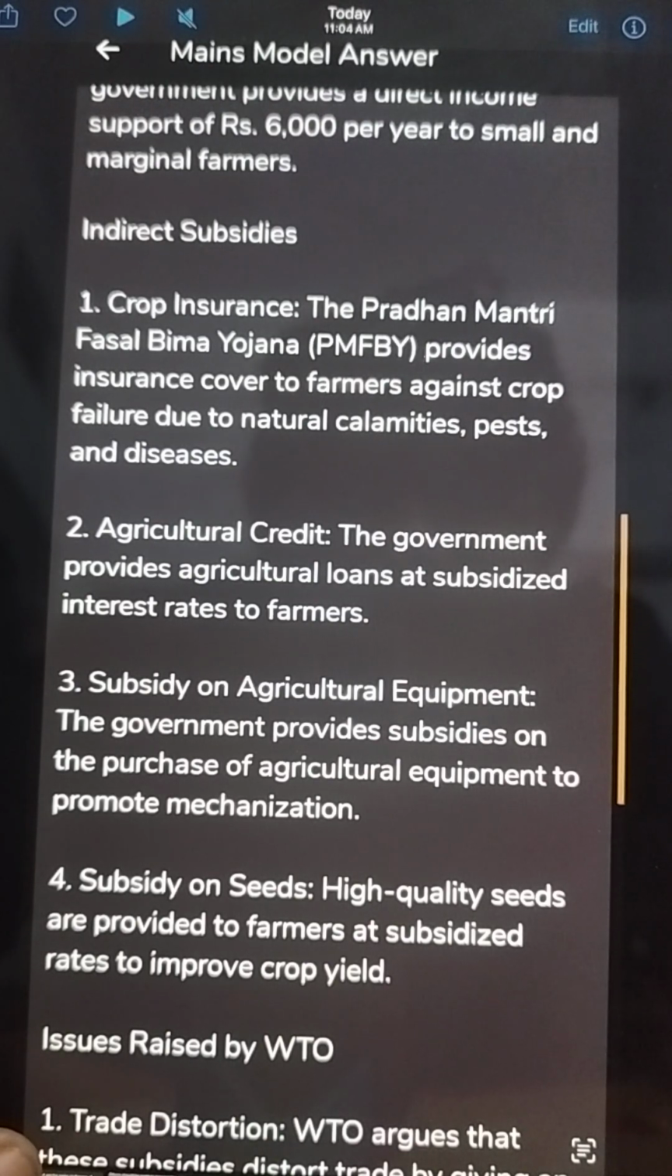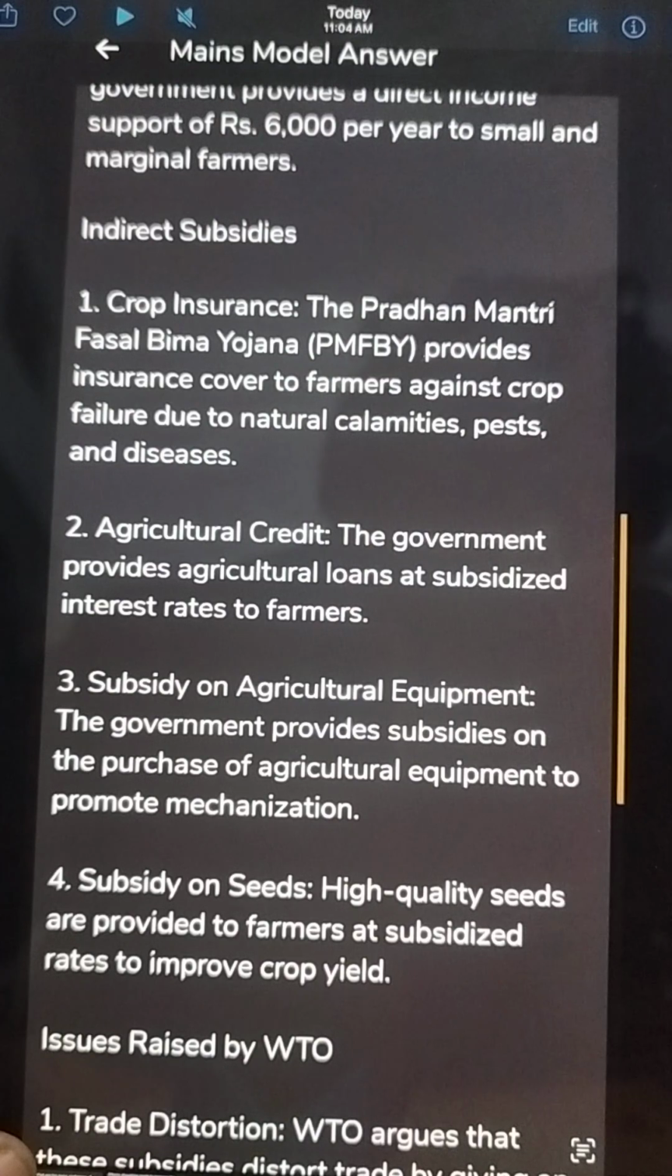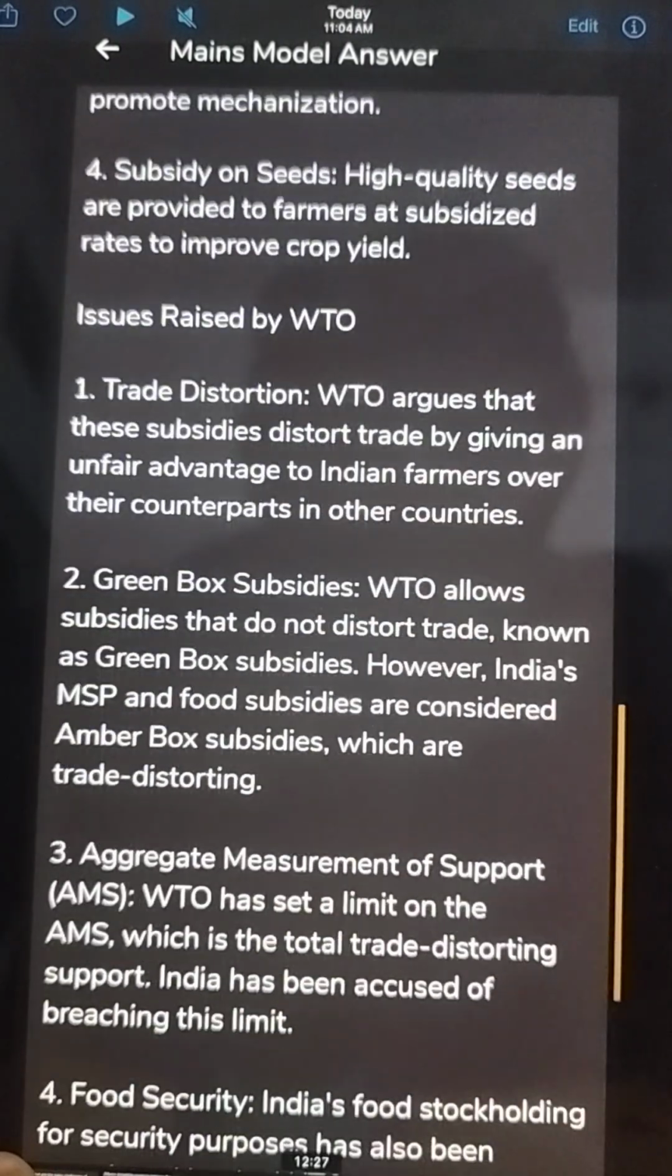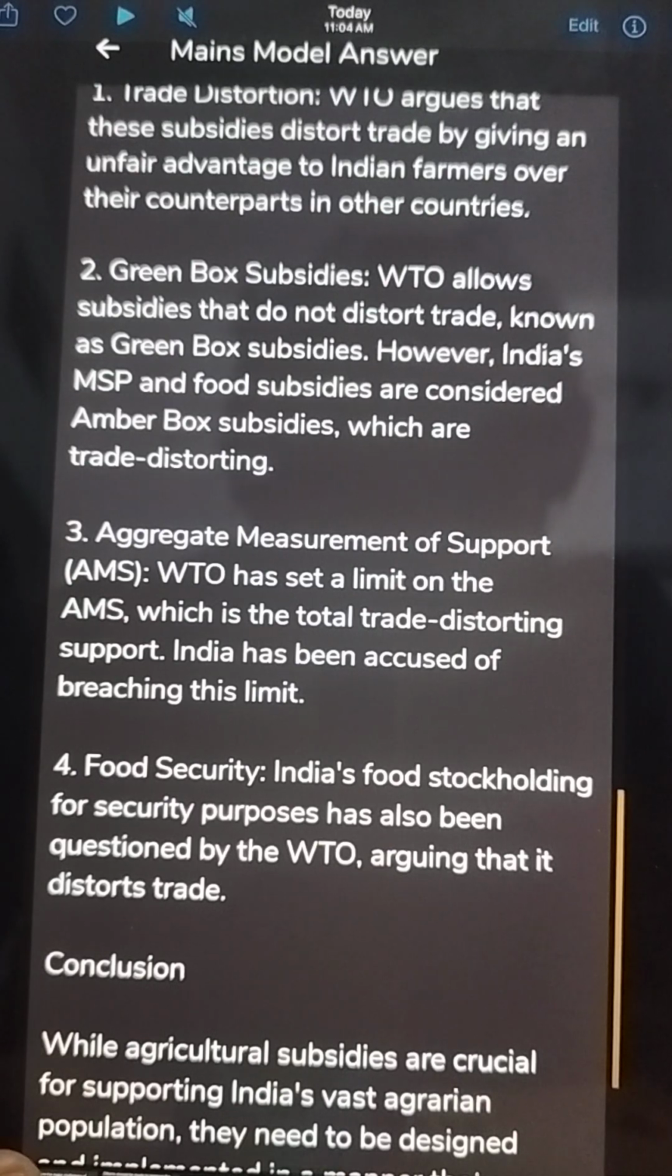Government provides subsidies on the purchase of agricultural equipment to promote mechanization. Then comes subsidy on seeds. High quality seeds are provided to farmers at subsidized rates to improve crop yield. Then comes issues raised by the WTO. Trade distortions. WTO argues that these subsidies distort trade by giving an unfair advantage to Indian farmers over their counterparts in other countries. Then comes second, green box subsidies.